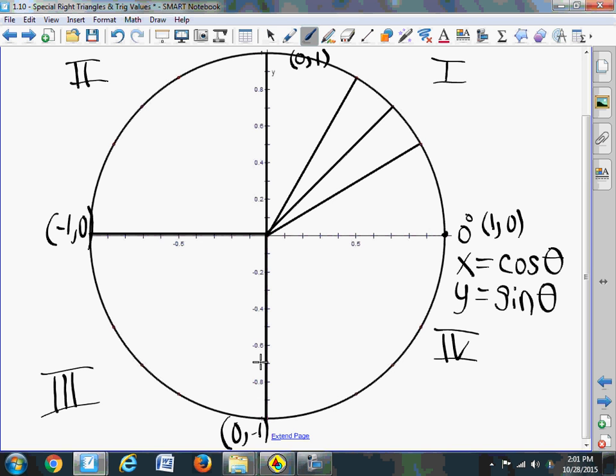So this is 30 degrees, 45, and 60, and those were the only three angles we knew exact values of. We're now able to extend that: we know the exact values for 0 degrees for sine and cosine, as well as 90 degrees. Now we want a 60-degree angle, but in the second quadrant. So this is 60 degrees.